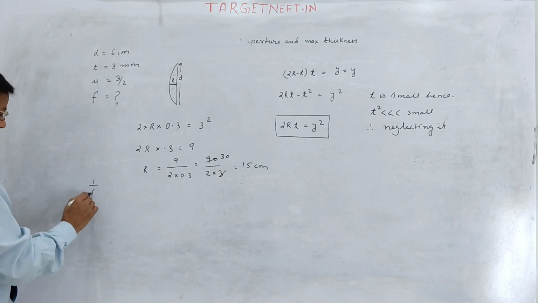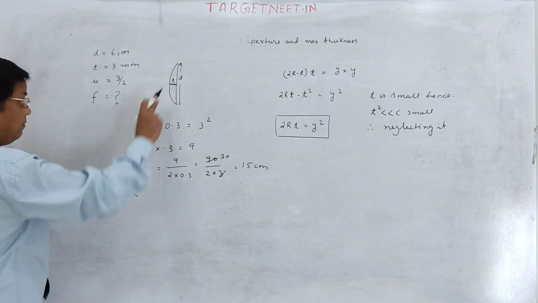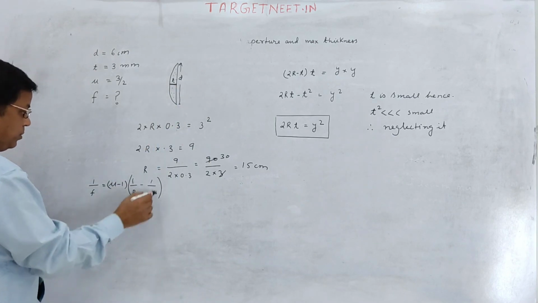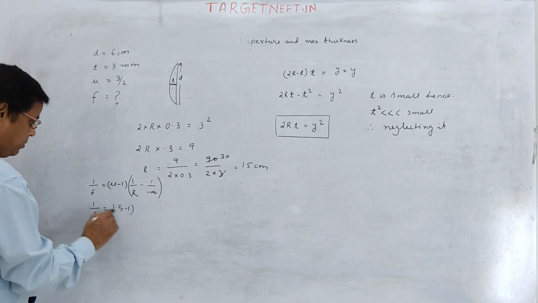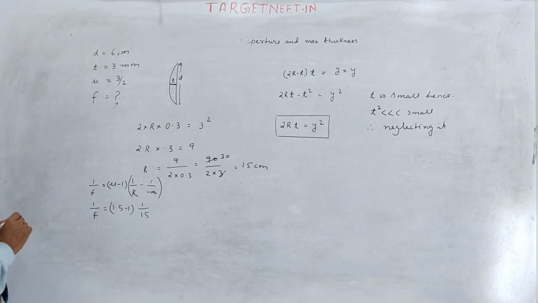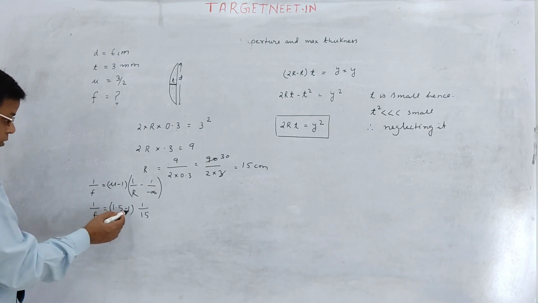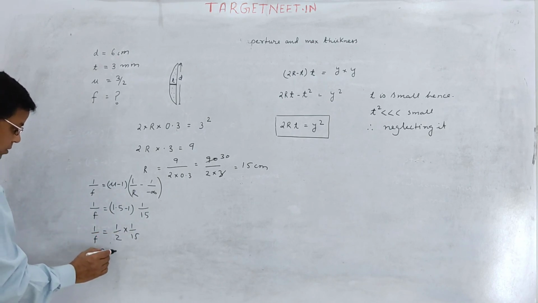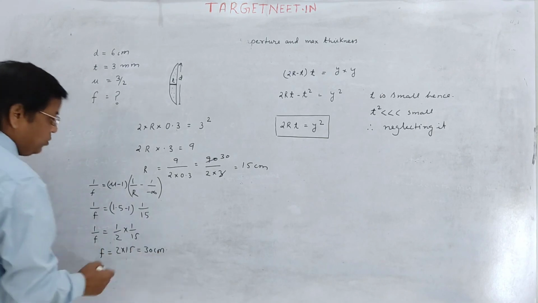Now f: 1 upon f is (mu minus 1) into (1 upon R1 minus 1 upon R2). R1 is R, R2 is infinity, so this term becomes 0. 1 upon f is (1.5 minus 1) into 1 upon 15, right? So 1 upon f is equal to 0.5, that is 1 upon 2, into 1 upon 15. So f is 2 into 15, that is 30 centimeter. So this is your answer.